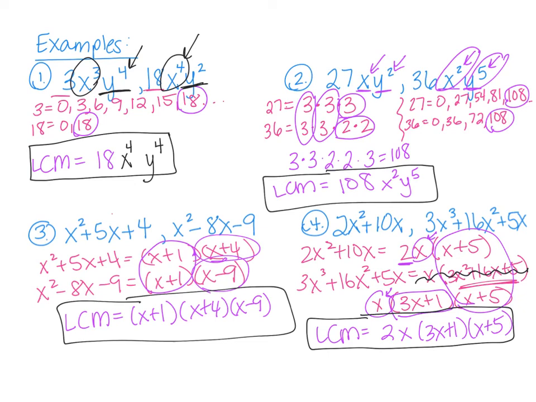All right, so now hopefully we've reviewed how to find a least common multiple when we have constants, when we have variables, when we have monomials, when we have polynomials, right? So hopefully we can be able to find those least common multiples.